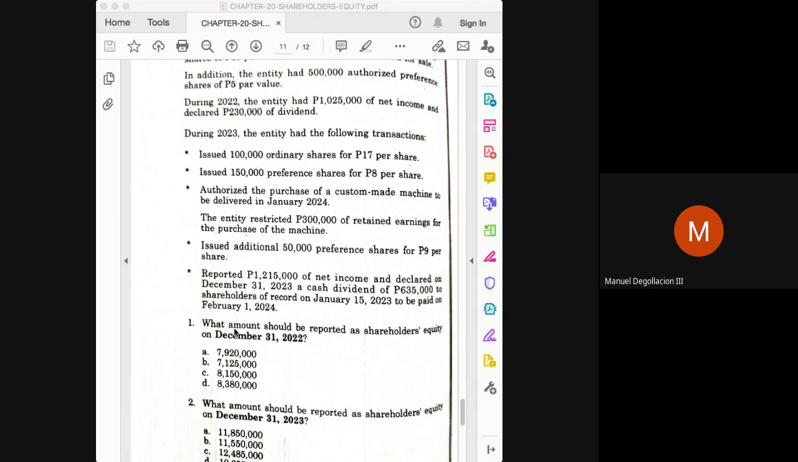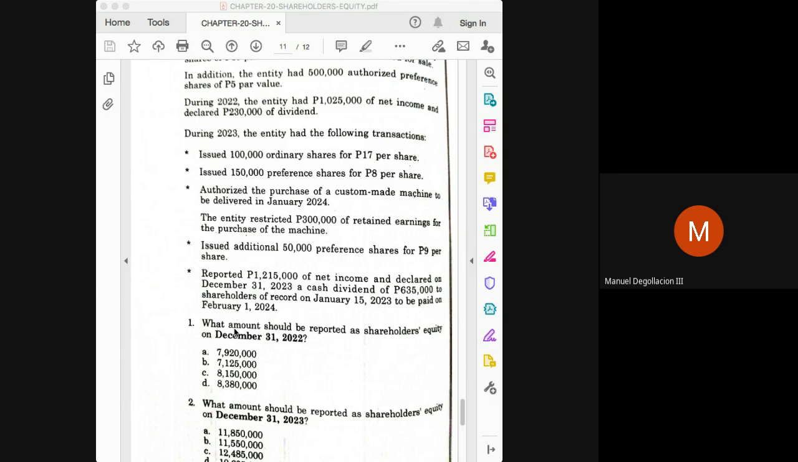Okay, so although we have not discussed it in this chapter, when you restrict a portion of your retained earnings, you will be taking that away from the unappropriated retained earnings and transfer it to your appropriated retained earnings. But that will not affect total retained earnings. And as a result, that will also not affect total shareholders' equity. So you are just reclassifying these 300,000, but it still remains in your retained earnings. So this transaction does not have any effect on your total shareholders' equity.